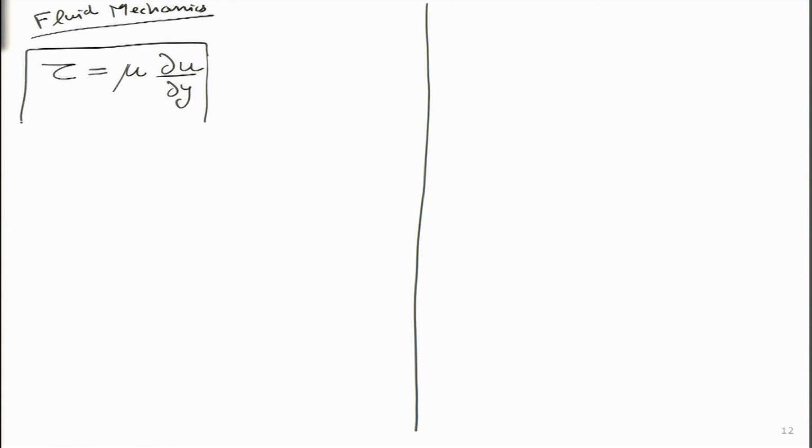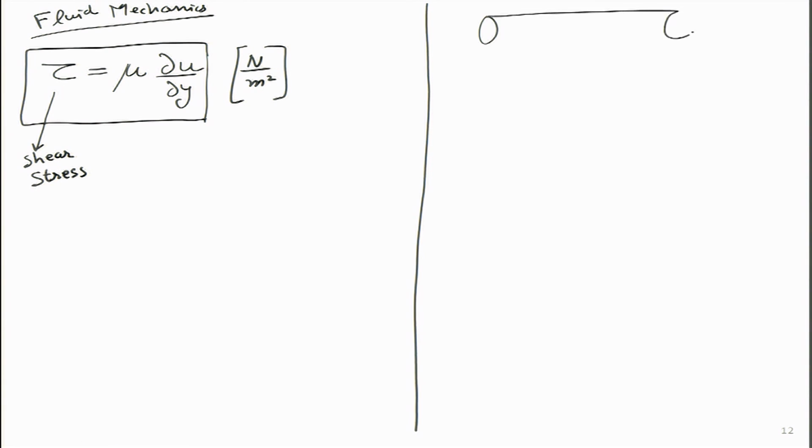So, this is the equation for shear stress. Tau represents shear stress, and its units are Newton per meter square. And where would this shear stress take place? If I draw certain cases over here, let me draw a flow taking place inside a pipe.